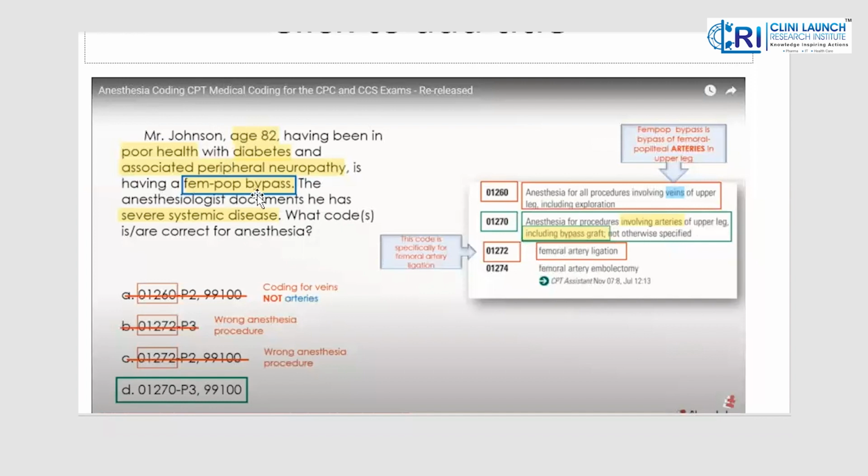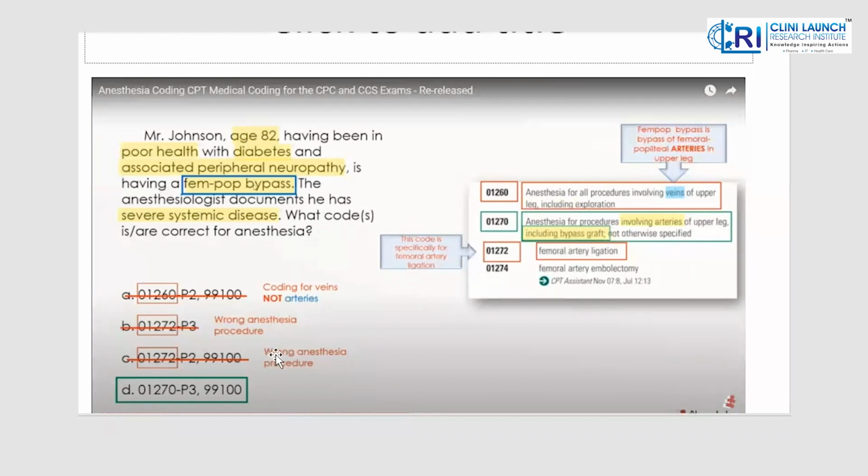So the femoral artery, where does the femoral artery come? Where is your femoral bone? It is in the upper leg, correct? It's the thigh bone. So your femoral artery will be in the upper leg. That is, the thigh is in the upper leg, right? So your femoral artery comes in the upper leg. So there they have done the bypass grafting. Okay, but the femoral artery ligation has not been done. So your code will be 01270. That is anesthesia for procedure involving arteries of upper leg, including bypass graft.